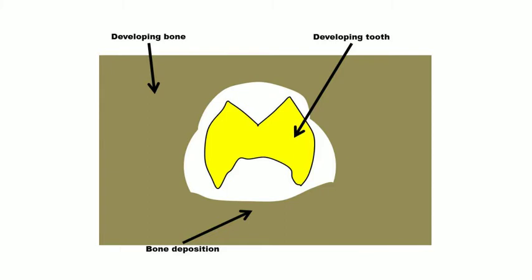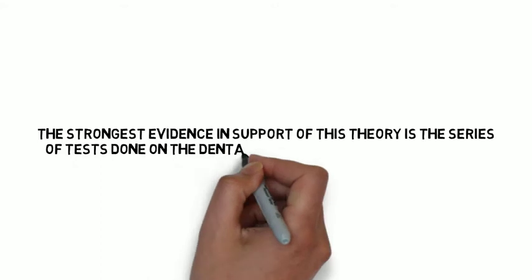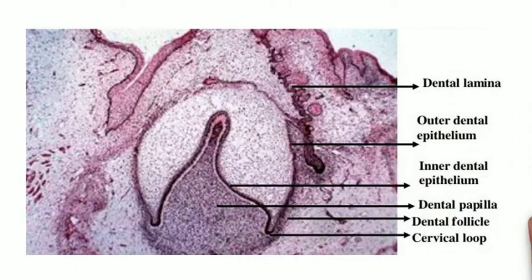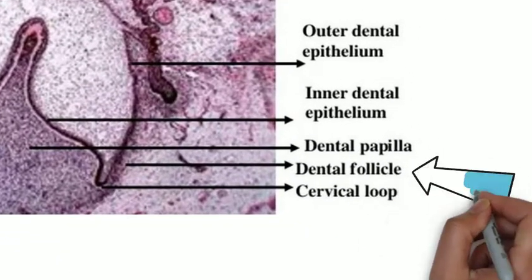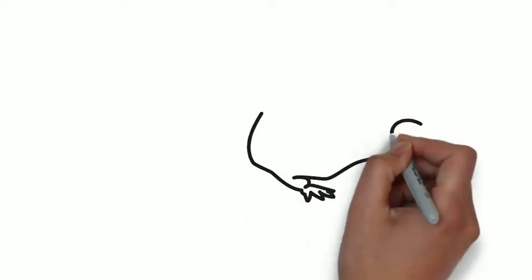The strongest evidence in support of this theory is a series of tests done on the dental follicle of a developing tooth in animals. As we know, a developing tooth germ has many parts, in which dental follicle is a portion which forms the cementum, periodontal ligament, and the alveolar bones surrounding the tooth. These studies show how presence of dental follicle is important for tooth eruption.